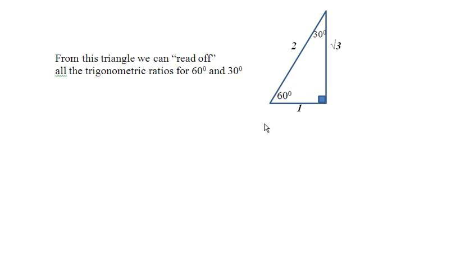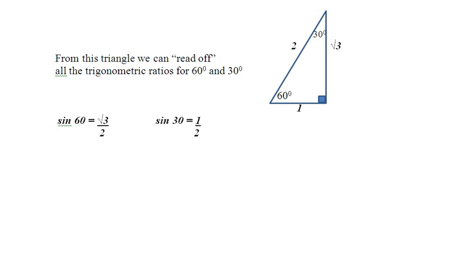Now this is the special triangle that I was referring to, and we must learn that triangle, because from this triangle we can just read off the trigonometric ratios for 60 degrees and 30 degrees. For instance, let's take this angle 60 degrees and find sine 60. Sine is the opposite over the hypotenuse, so sine 60 is root 3 over 2. Similarly, sine 30 is its opposite, which is 1, over the hypotenuse, which is 2, so 1 over 2. And there are the values.